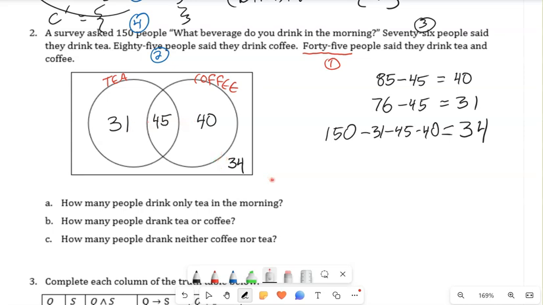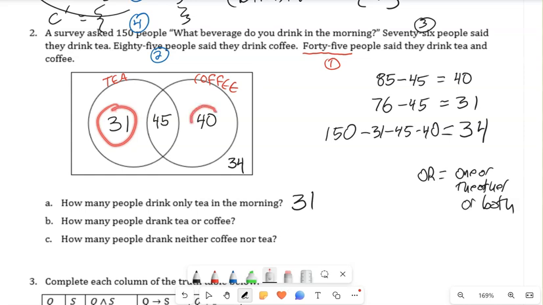Now that we've filled out the Venn diagram, we can answer the questions, like how many people drink only tea? Well, only tea would be these 31 people. How many people drank tea or coffee? Well, now the concept again, or, is one or the other, or both. So there are some people that drink only tea, only coffee, and some that drink tea and coffee. They're all three in the set of people that drink tea or coffee.